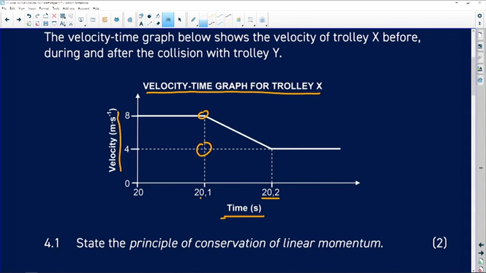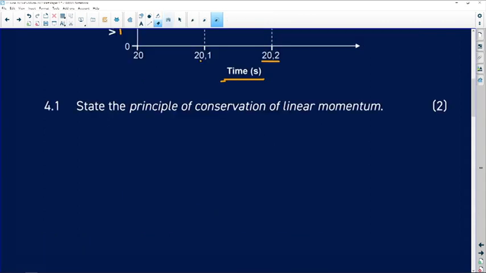All right, so let us look at our question now. We are looking at 4.1. We are tasked to state the principle of conservation of linear momentum, which is 2 marks there. Remember here you can get 0 or 2. You can't get 1.